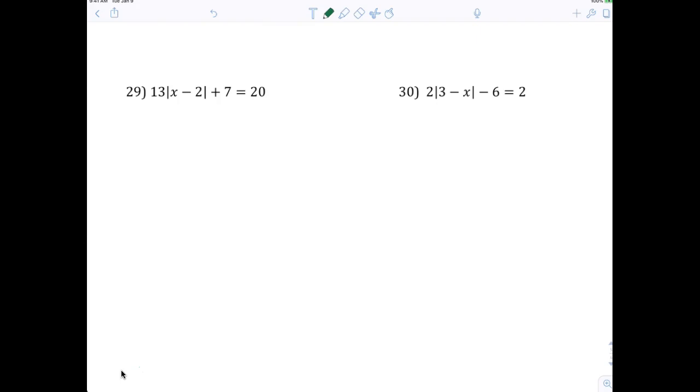Look, this is what I'm telling you guys. Come on, that's just mental basic math. Everybody should be able to look at that and just say, absolute value of x minus 2 is equal to 1, right? I don't want you to write all that stuff out. You should be able to just say, wow, subtract 7, divided by 13. There you have it. Now what?